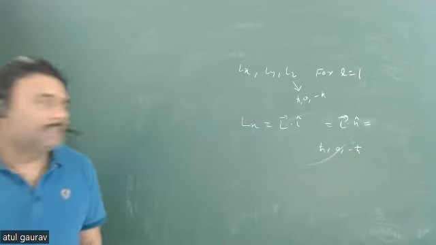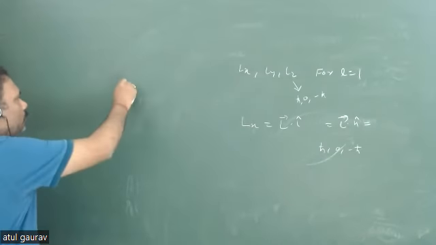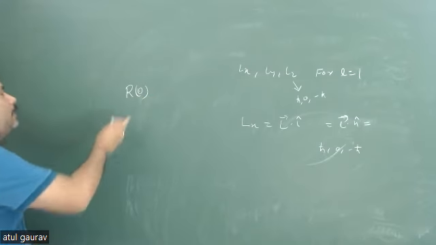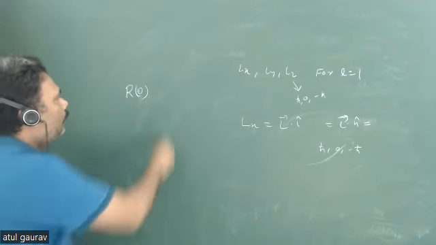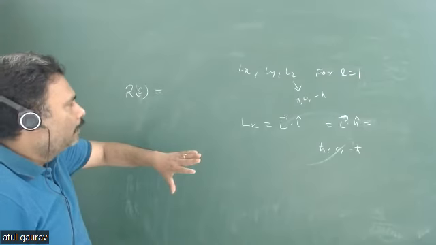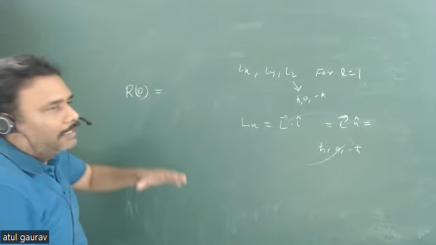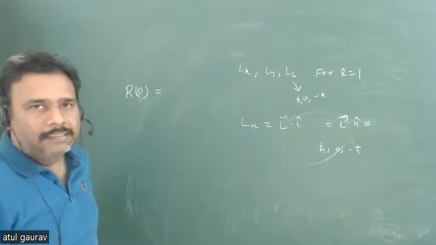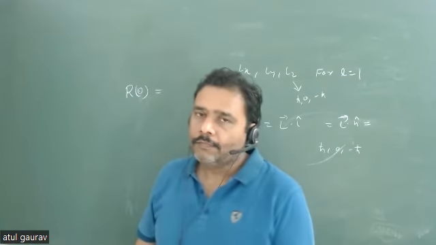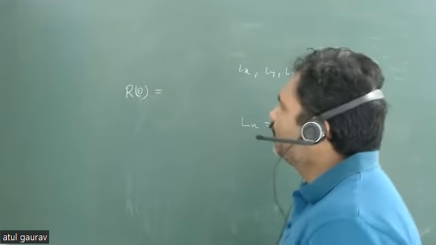And now, last but not the least, the rotational matrix. Suppose you are just rotating a system with angle theta with some n cap direction. So what will be that matrix? What will be that matrix?